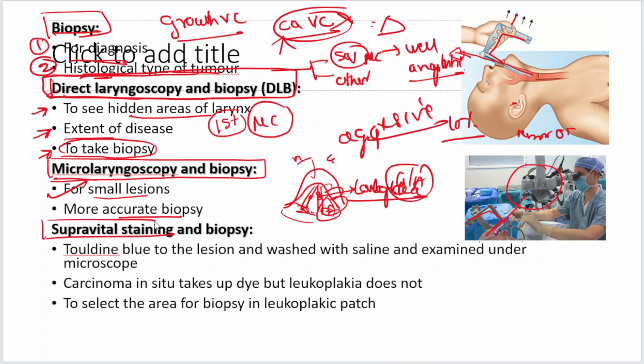Supravital staining. What is supravital staining and biopsy? Toluidine blue is used. You put toluidine blue on the lesion, you wash it with saline, and then you examine it under a microscope. So this is also microlaryngoscopic surgery only. But now you want to differentiate whether it is a leukoplakic patch or a carcinoma in situ.